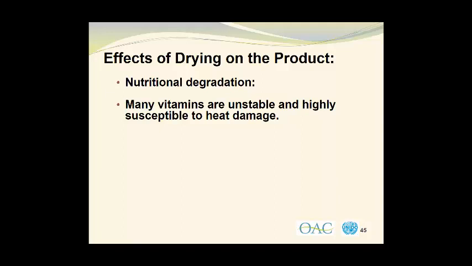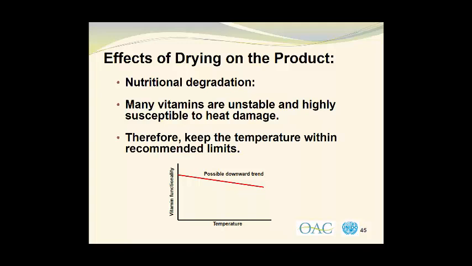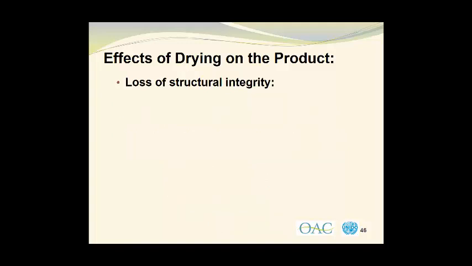So I want to show this using a very simple diagram. Here what we're going to do is plot vitamin functionality versus temperature. And there aren't going to be any numbers on this graph because what we're trying to show is a trend rather than actual observations. So if we look at how vitamins respond to a change in temperature, we can see a possible downward trend in their functionality as the temperature increases. Therefore, we need to keep the temperature within recommended limits.